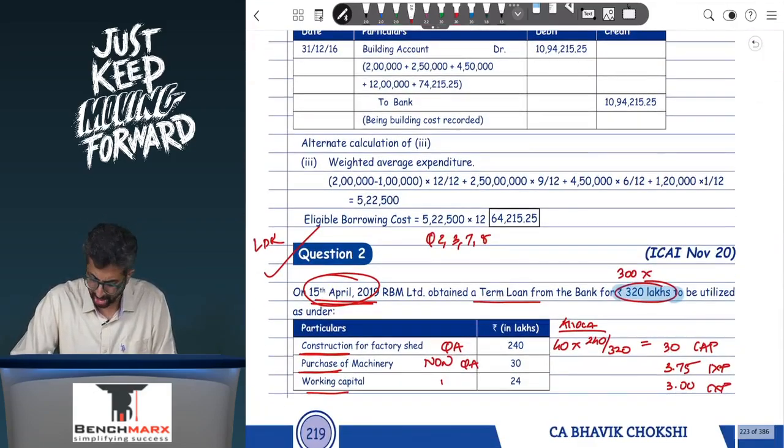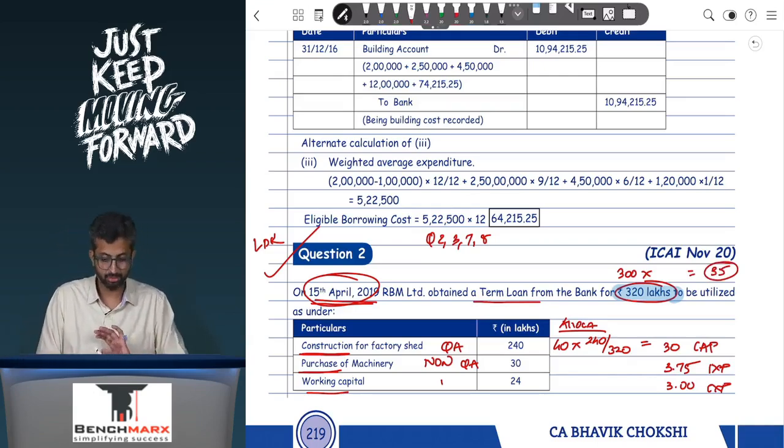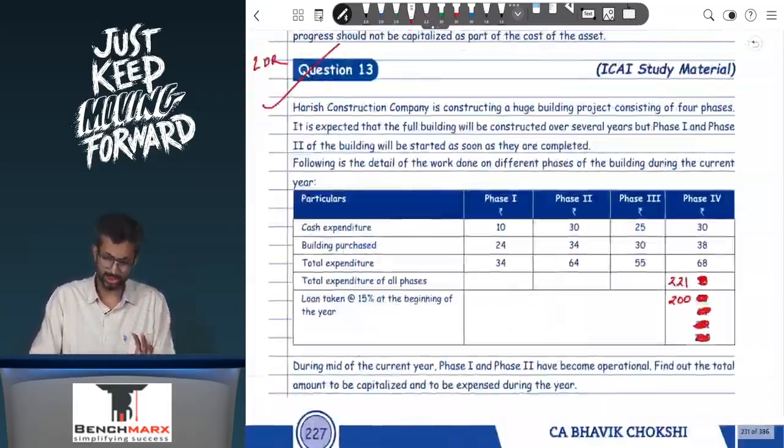interest, for example, comes to 35 rupees, not 40 rupees. In which case, what will you do? You will allocate this 35. You will allocate 35 rupees, that is your actual borrowing cost, in the ratio of the expenses which have been incurred, pro rata. So you will apply this in 2 of the questions which are interesting, question 13 as well as question 15 on similar lines.